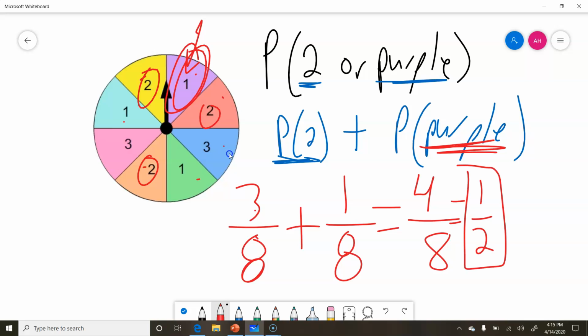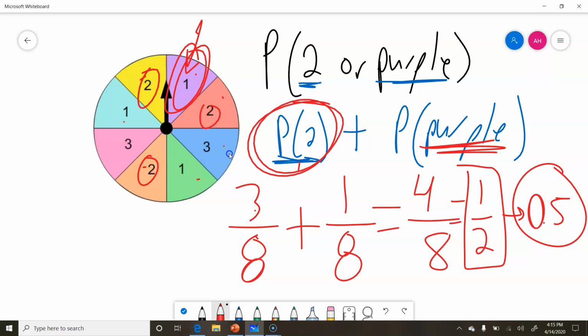So 1/2 is our answer, but 1/2 as a decimal is 0.5. So it's both of those circled in red. You see how we combine those? We did the first one, and that led to 3/8. We did the second one, and that led to 1/8. And so we just added them together, and we got 1/2. 4 out of 8, which is 1/2, which is 0.5.